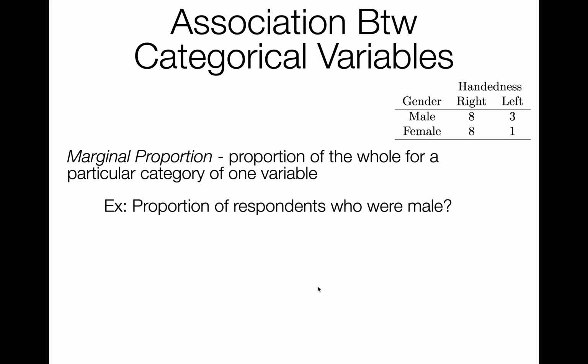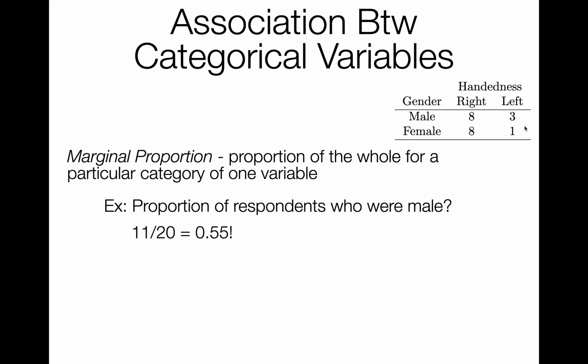So for instance, if I asked you to find the proportion of respondents who were male, I would have to count up all of the people in the data set. And so there are 8, 8, 3, and 1. When you add them all together, you get 20. And then I have to find how many males there were. There were 8 males who were right-handed and 3 males who were left-handed. So I have to add across this row to get 11 and then divide by 20. 11 out of 20 is 0.55. If I wanted to change that to a percent, I could say 55%.